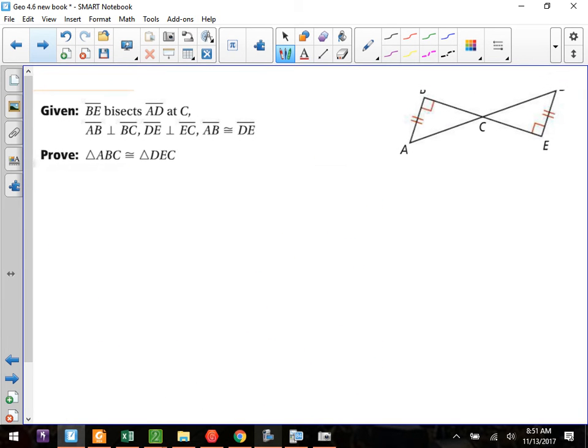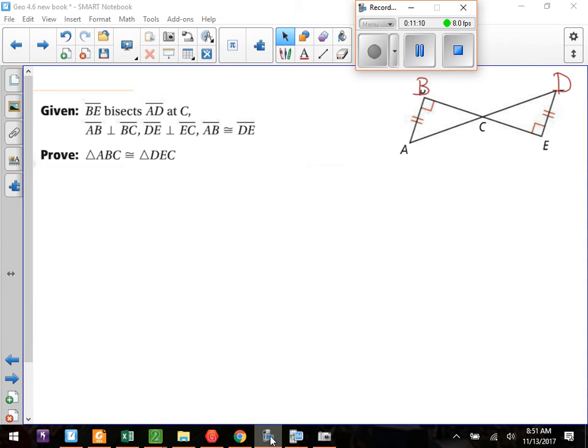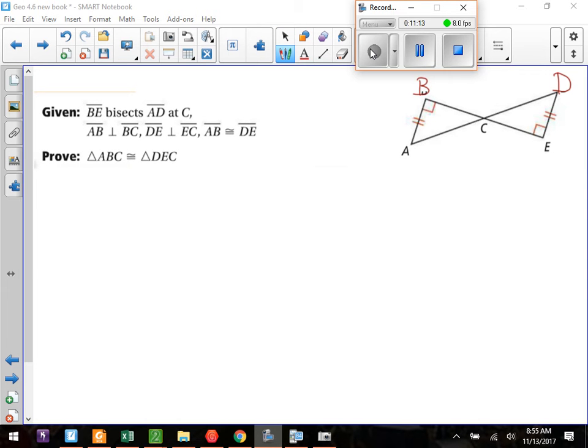Oh, that was supposed to be a B. That's it. Okay? Try this one. Got a bunch of different parts to it, little extra writings. This one takes a little bit longer because of all the extra perpendiculars that are thrown in there.